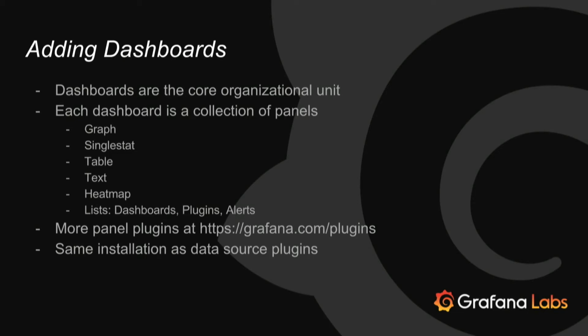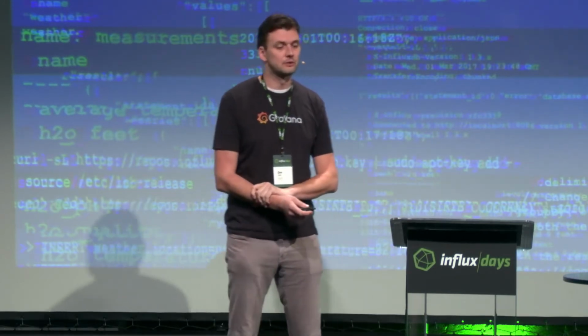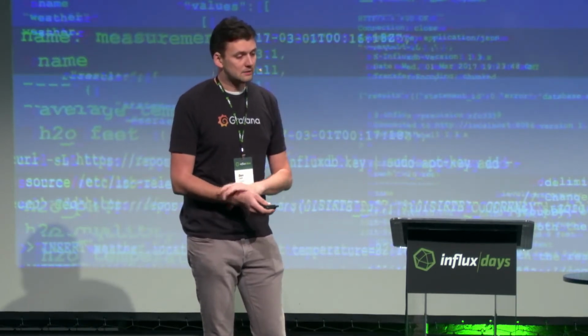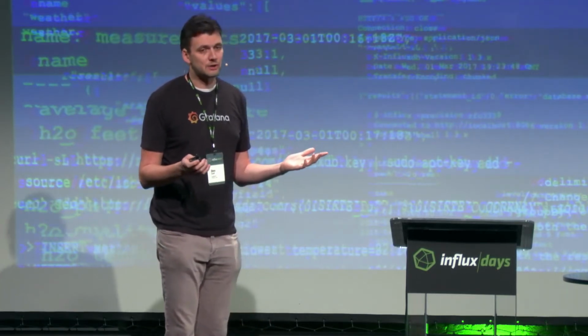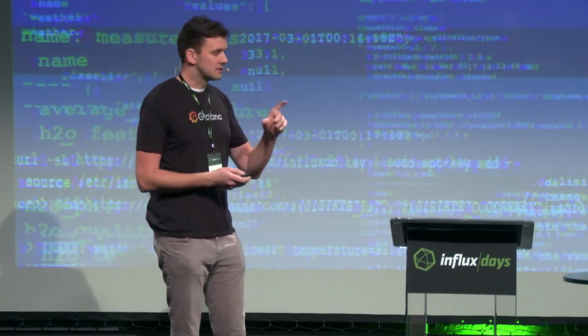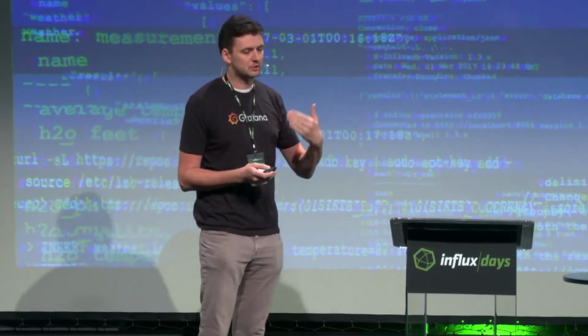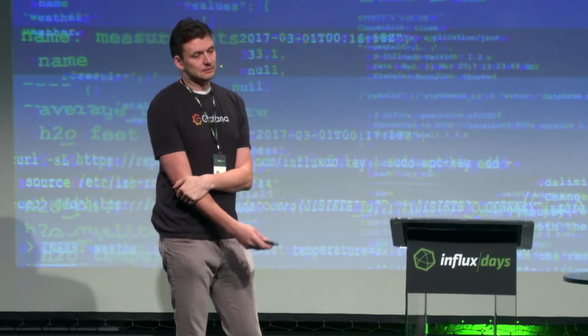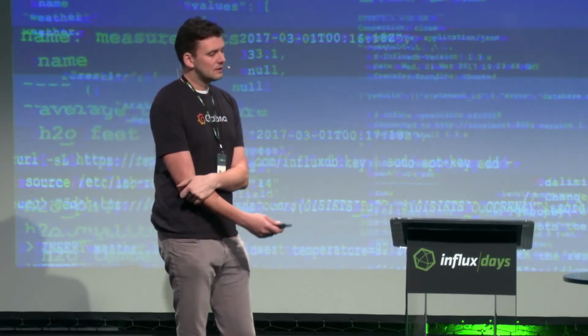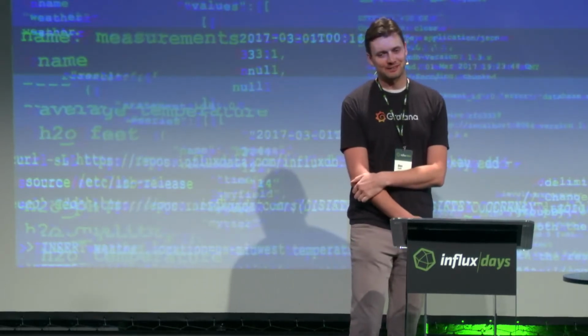But on each dashboard, you build it up by creating panels and adding them on. And out of the box, you've got a bunch of different types of panels. So your graph panel is straightforward line, bar, scatter type plots. Single stats are little gauges. We'll get through those in a minute. We also have tables, text panels, heat maps, lists of things within Grafana, and a ton more panels at grafana.com/plugins.